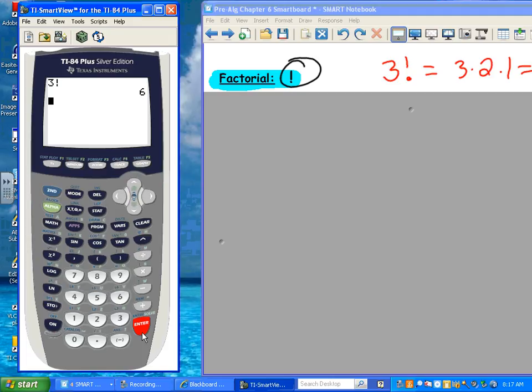Okay, listen. One more time. Let's try a 7. Everyone follow me. Okay, everyone type in 7. Stay with me. Go to math, which is right here. Go to the left to PRB. And then press number 4, because number 4 is the factorial button. Hit enter. That's how I got 5,040 so quickly.